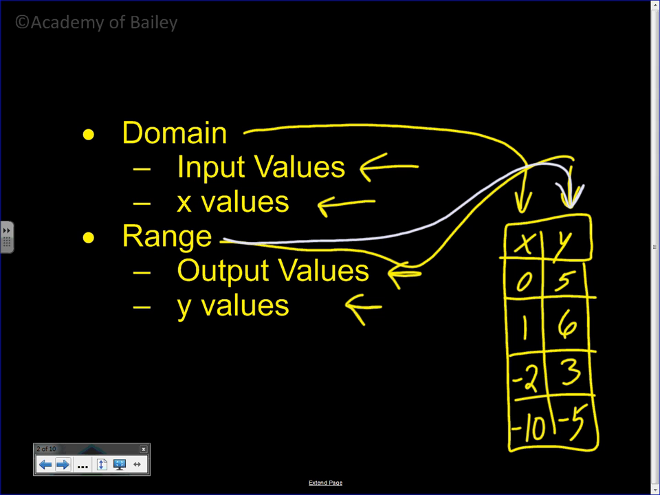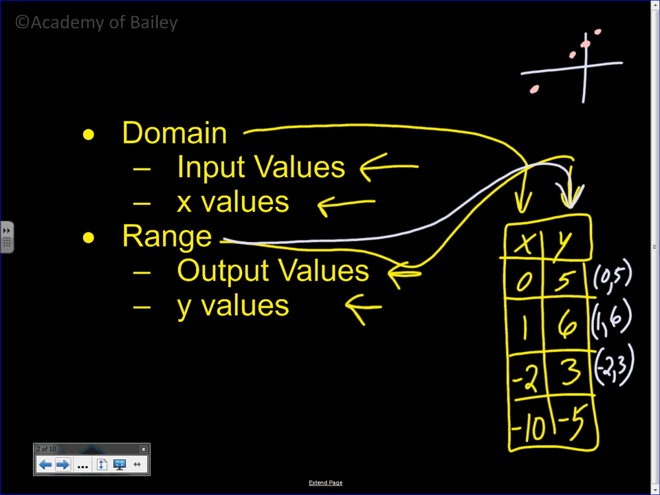Now in a table like this, you should know that 0, 5 can be written as a point. 0, 5, 1, 6 can be written as a point. 1, 6, and so forth. So we're looking at points like this. Well, in a graph, if we were to graph these, 0, 5 would be something like this. 1, 6, -2, 3, and -10, -5 would look something like this.